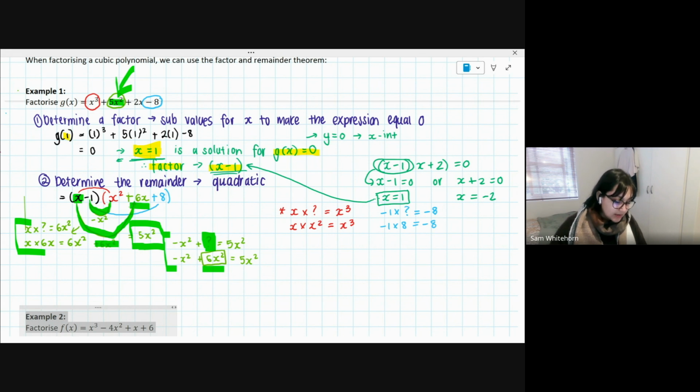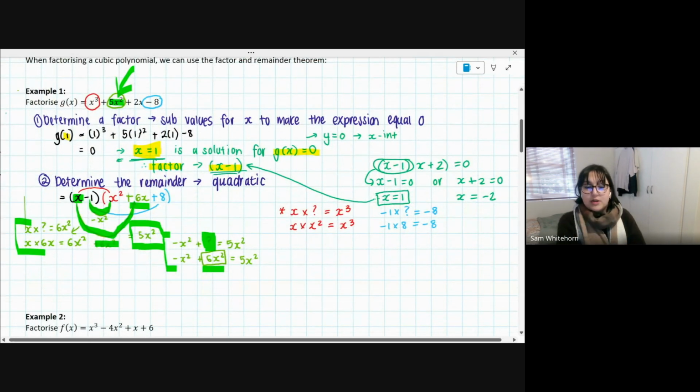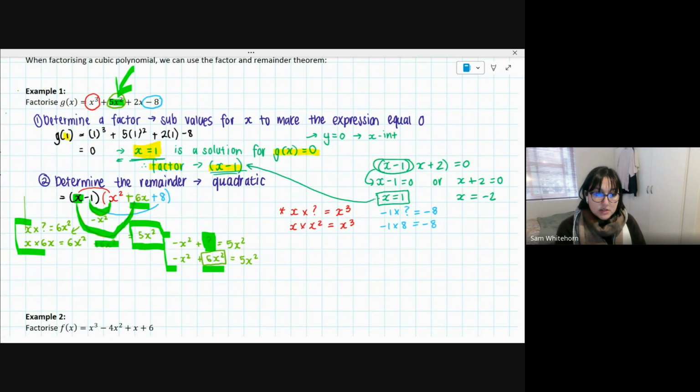Okay, I'm going to ask again, does anyone have any questions about finding the quadratic expression that we've just got? Do we all understand how we got x squared plus 6x plus 8? Just give me a thumbs up or a thumbs down.